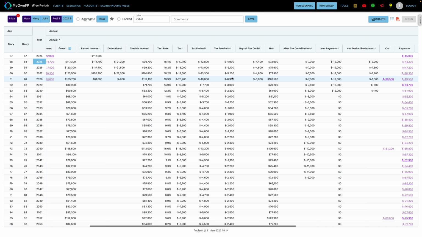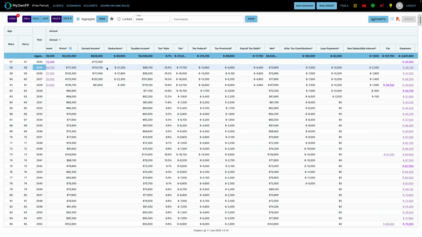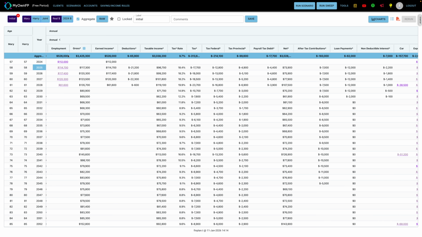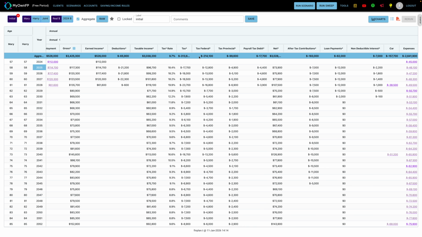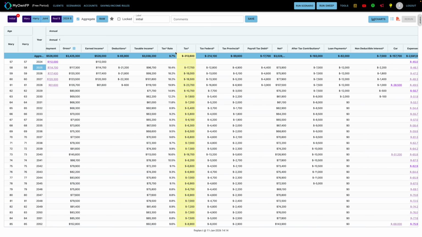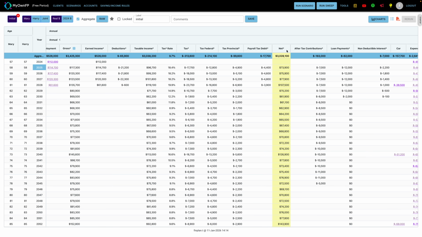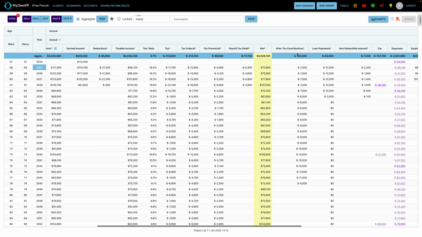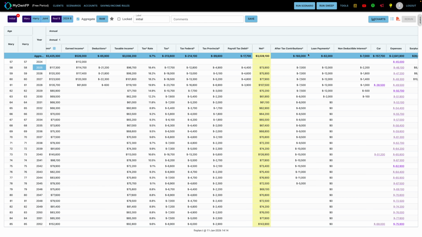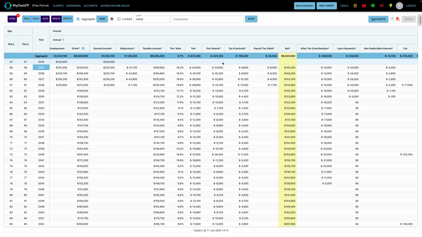So that's the annual. And then if we look at aggregated gain, we can see that inside annual, we see a lot of our total earned income, our total deductions, our total tax, total federal tax, provincial tax, the tax rate that we have here would be an average tax rate. As we move across, you can see total car expenses for this person is $70,000. If we do this in joint, we can also see the aggregate that way as well.